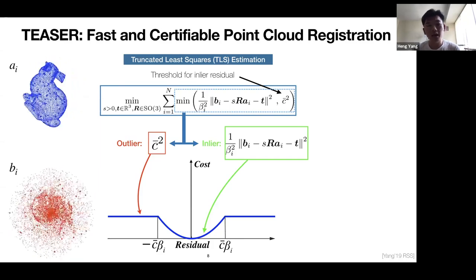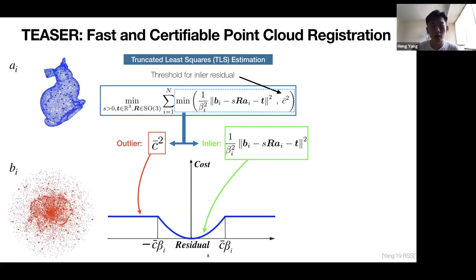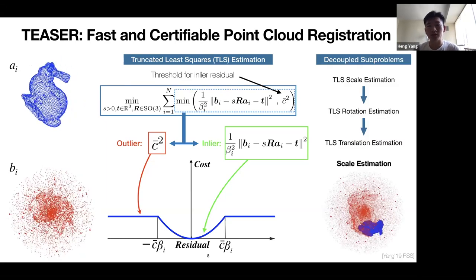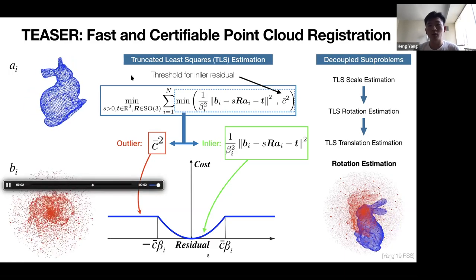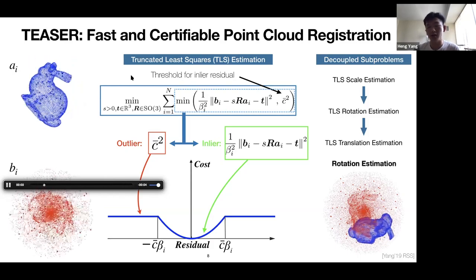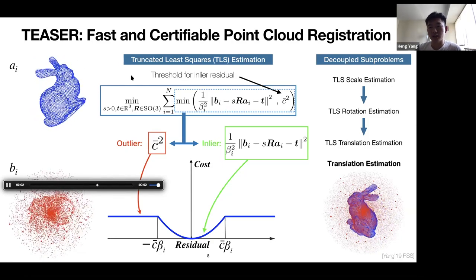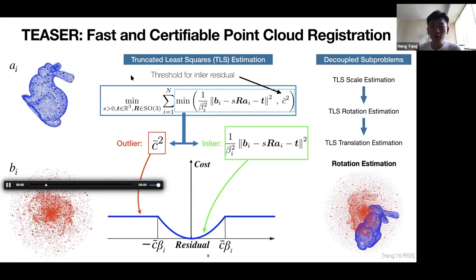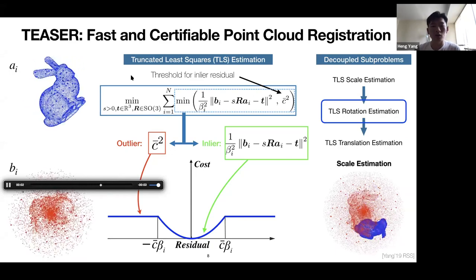So this optimization, although it's known to be robust, is actually very challenging to solve, especially if you want to solve it to global optimality. The strategy we use is to decouple this joint estimation into a sequence of simpler estimations. We're gonna solve the scale first and then estimate the rotation. And then using the estimated rotation, we're finally gonna solve the translation. It turns out the scale and translation estimation are relatively straightforward, but the key challenge is to actually solve the rotation part with some sort of a certificate.